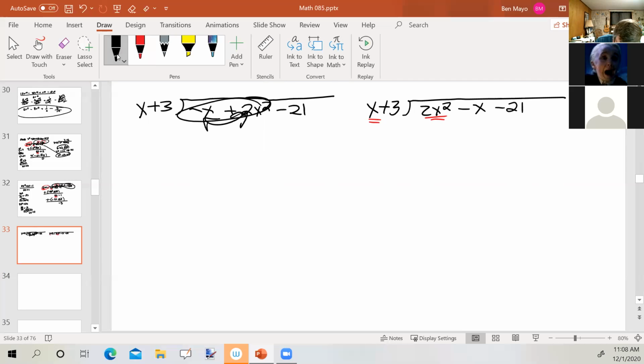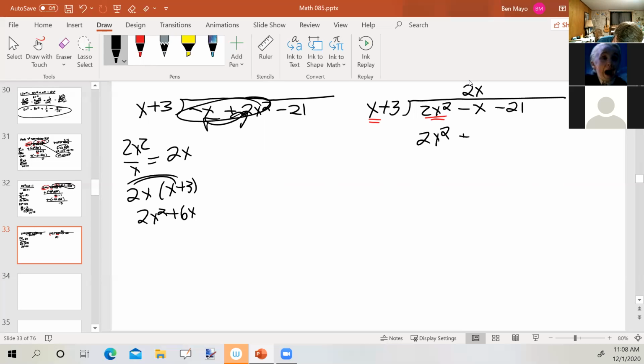2x squared divided by x is 2x. 2x times x plus 3 is 2x squared plus 6x. 2x squared plus 6x. We'll subtract that from what's up above, change it to addition of the opposite. 2x squared plus negative 2x squared is 0. Negative x plus negative 6x is negative 7x minus 21.